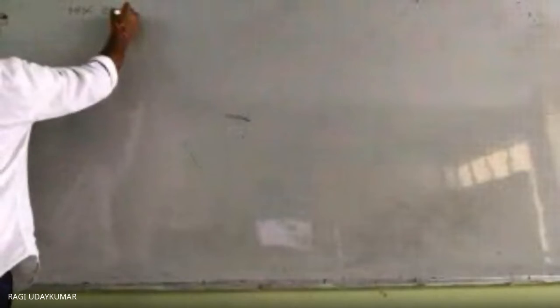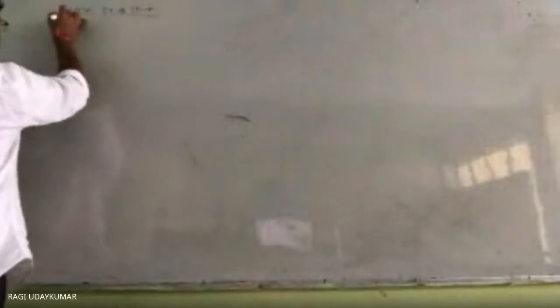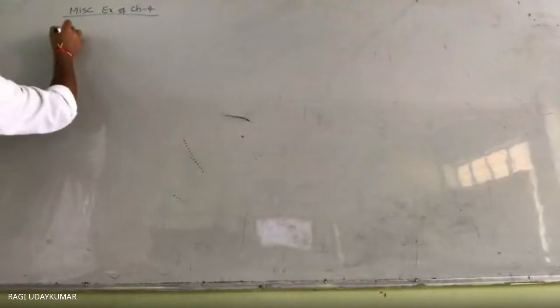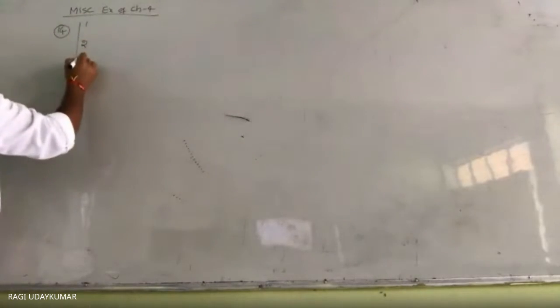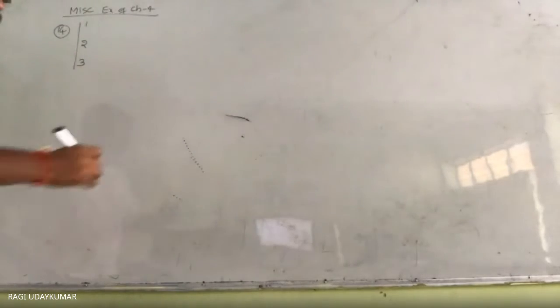So, previously in the miscellaneous exercise of chapter 4, we have seen up to the 13th question, and the 14th question I'm going to explain to you. See here. What is given to you? 1, 2, 3. This is the question given to you.